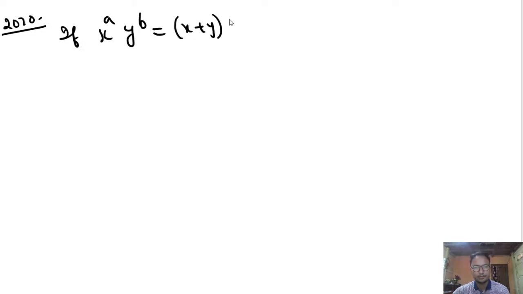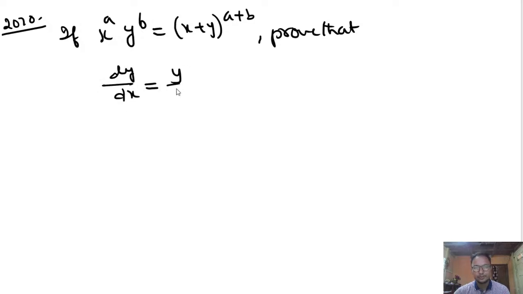Yeah. See, the question is: if x to the power a y to the power b is equal to x plus y to the power a plus b, prove that dy by dx is equal to y by x, provided ay is not equal to bx.